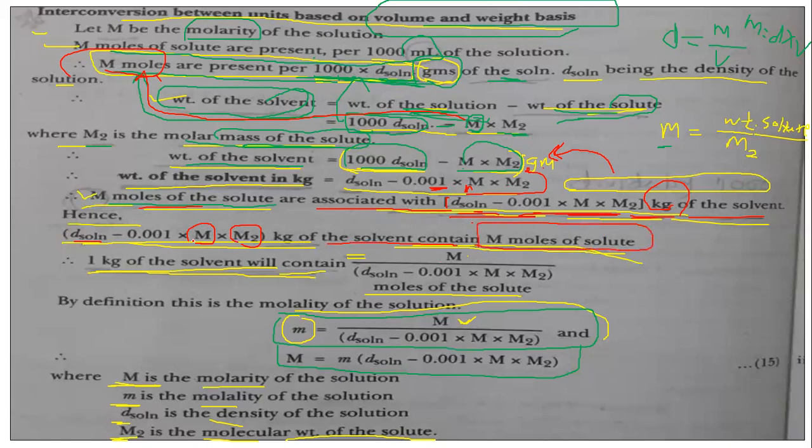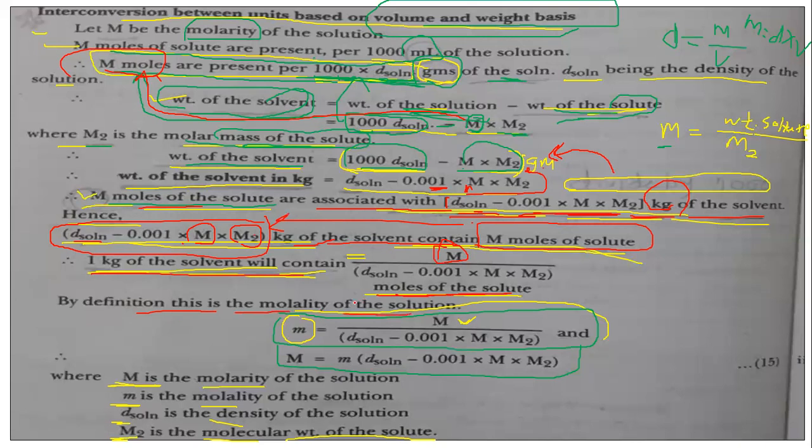m moles of solute is in what? It is in this; this many kg of solvent is used. So that is in this much kg of solvent, right? So 1 kg of solvent will contain m upon this value, right? So this much is the moles of solute. Therefore, by the definition, this is the molality of solution.